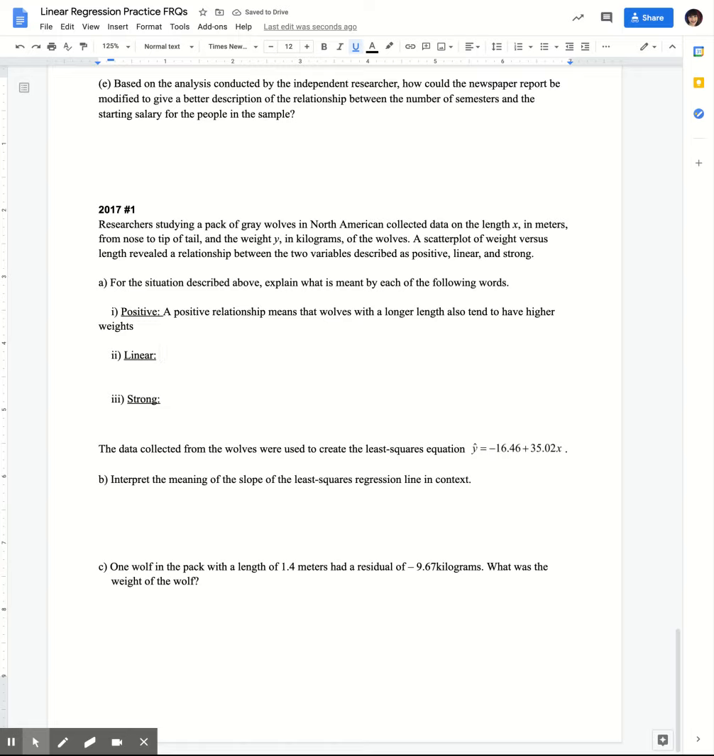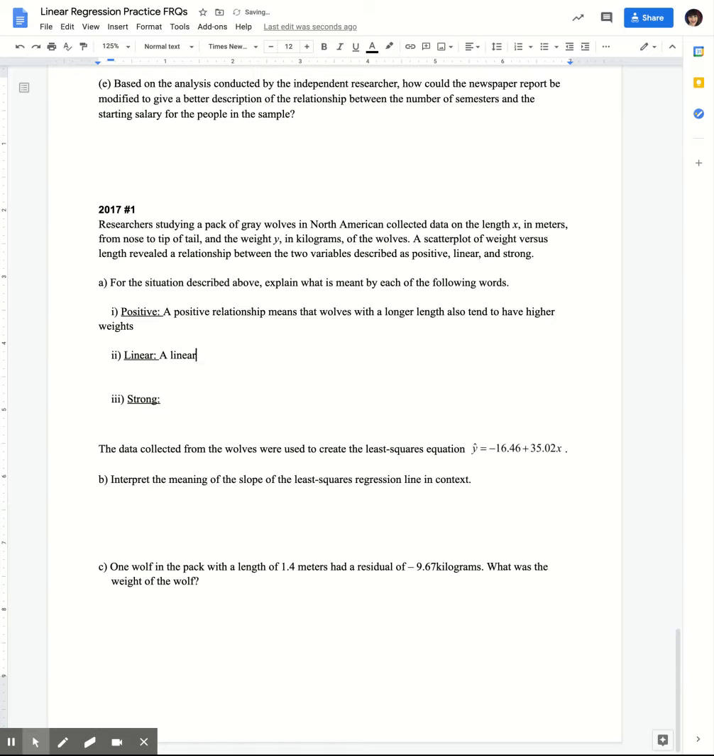for all three of these parts is you're just taking the definition of each of these terms, right? Or the general idea of these terms, and then putting them in the context of this problem. So linear means that when the x value, or the x variable, increases by 1, then the y variable will increase by a constant rate. Okay, that's what linear means, right? Right, and that constant rate is slope.